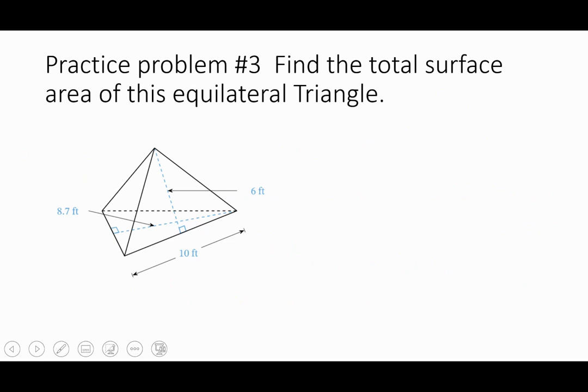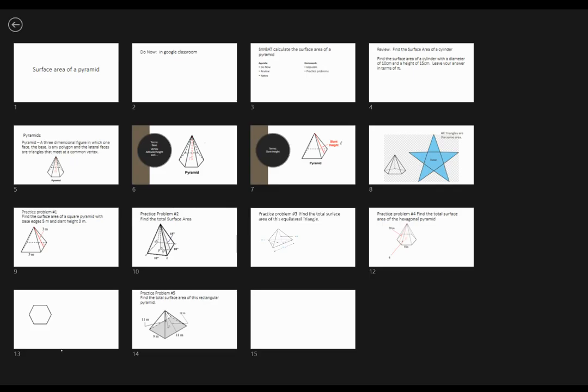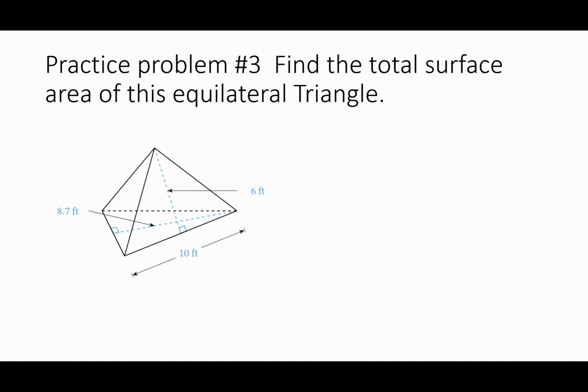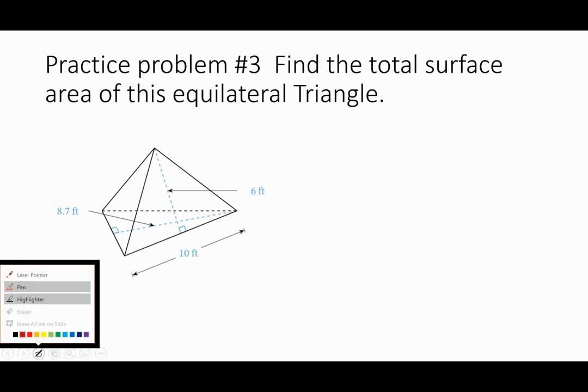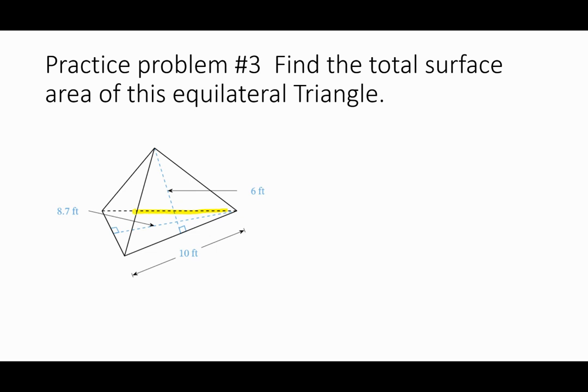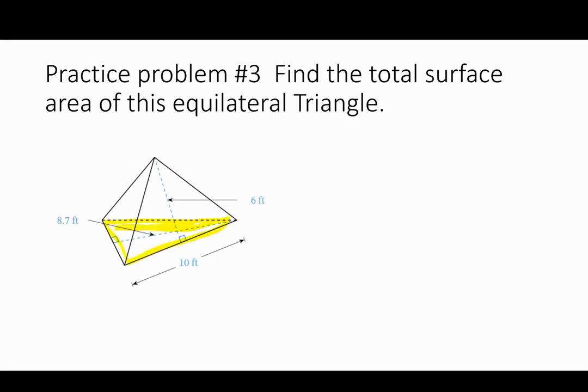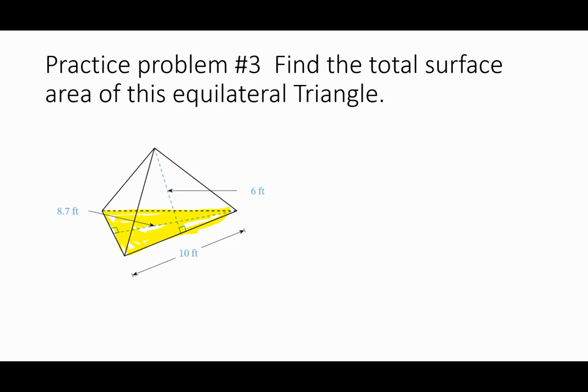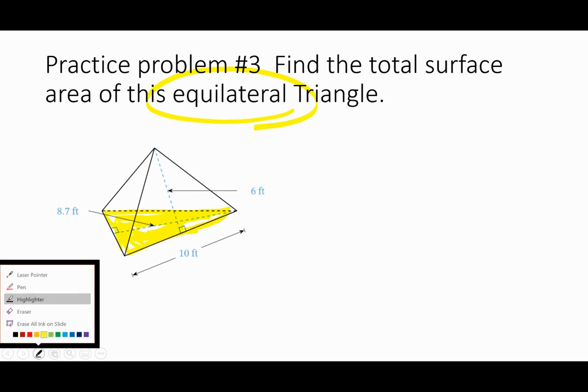All right, not all of the bases are squares in here. This one happens to be a triangle. So our pyramid base happens to be a triangle. So let's take a look. Is there any information in our words? Yep, right here, equilateral. So equilateral should mean something to you.